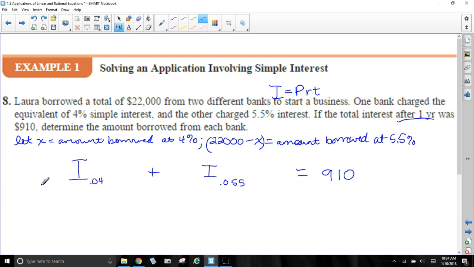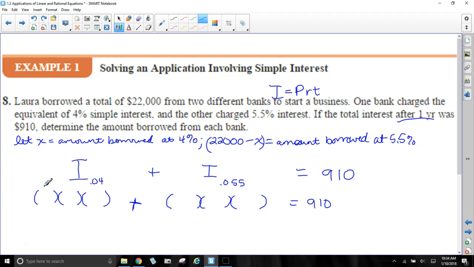Okay? So here, down below, if interest is equal to principal times rate times time, we're going to put these amounts in for each of these quantities. Over here, the interest, which is again principal times rate times time, for the 5.5% account, that's going to add up to be $910. Notice I just carried down the plus sign from before.